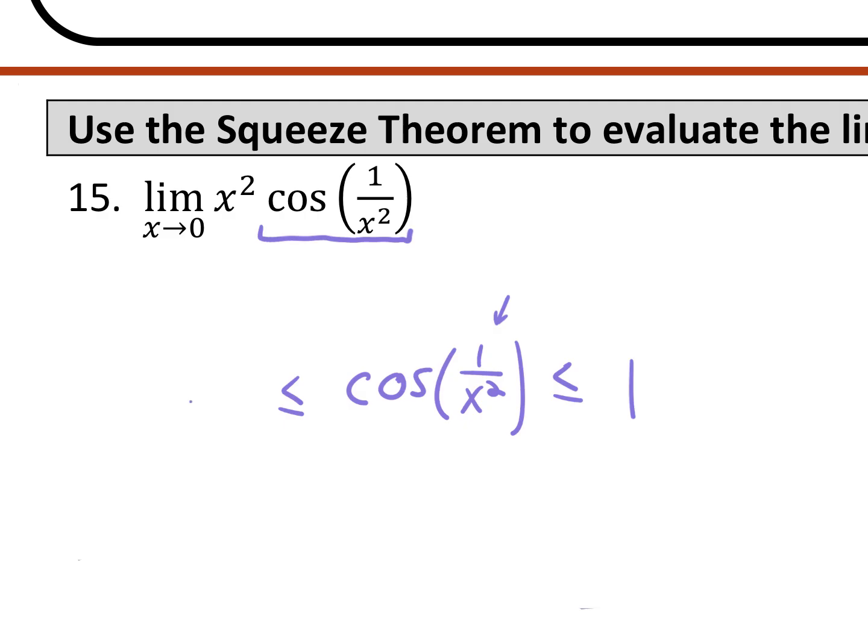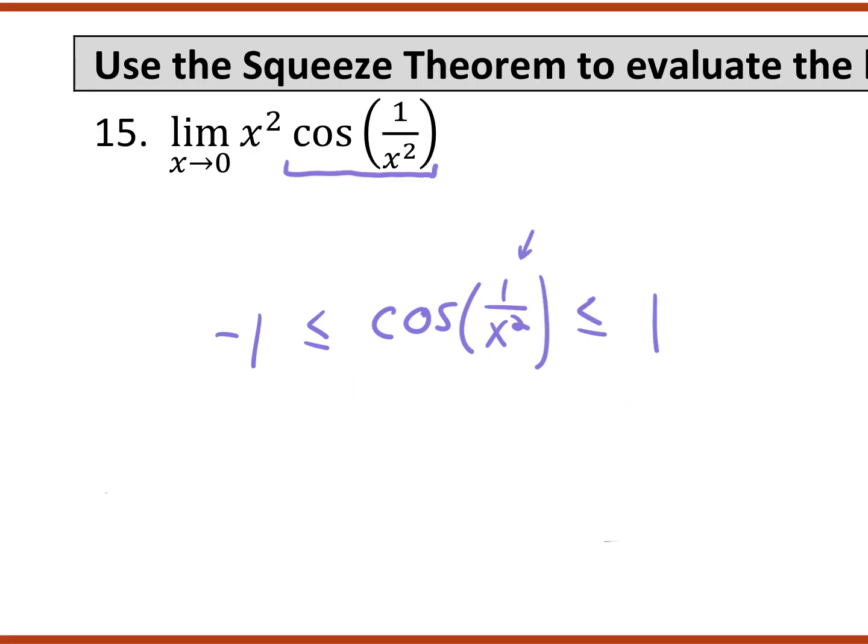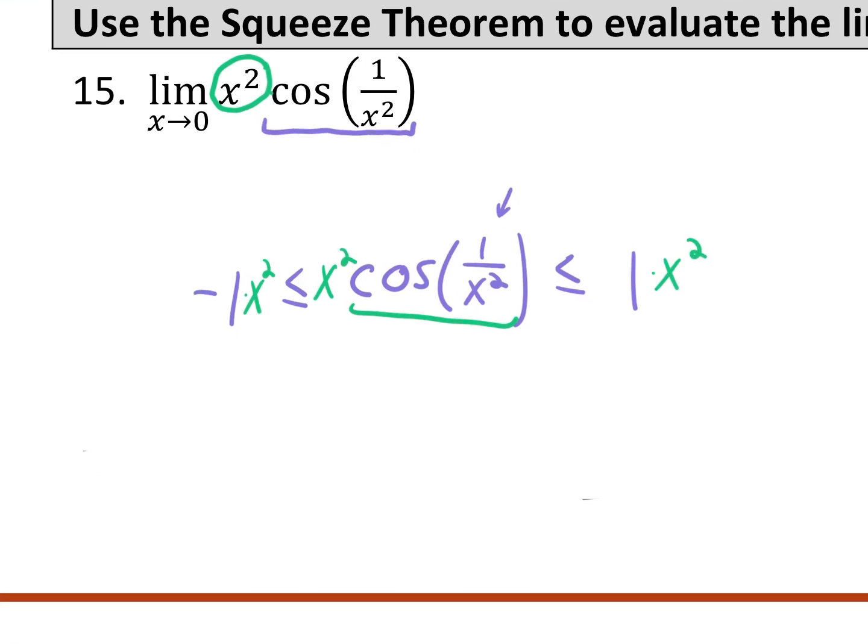So I'm going to set up a little inequality something like this. Do you guys agree with this statement? -1 is less than or equal to cosine, which is less than or equal to 1. It's always going to be between those 2 values. But we're not trying to find just the limit of this function. We're trying to find the limit of this function times x squared. So I'm just going to multiply x squared to every single part of this inequality. Right? Might not make a ton of sense right now, just stick with it.